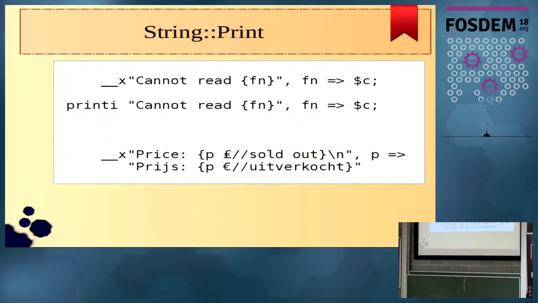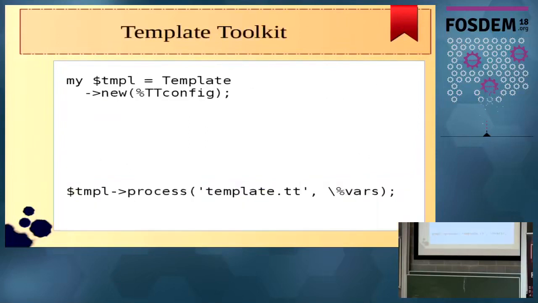So I want this in English. I want to have the price in pounds and the text "sold out" if there's nothing, and in Dutch I want to have it in euros and "uitverkocht" if I don't have a price for it, if it's undefined. Okay, now Template Toolkit, nearly to the end, because that was the talk.